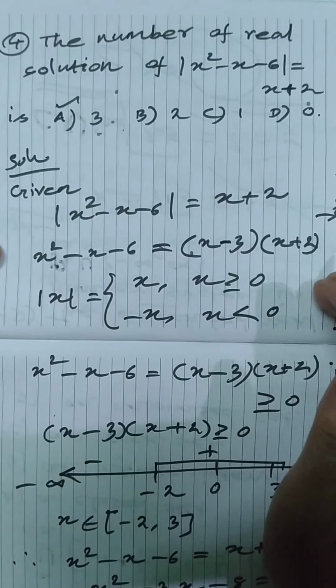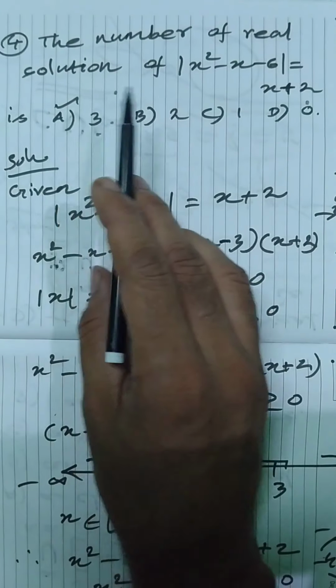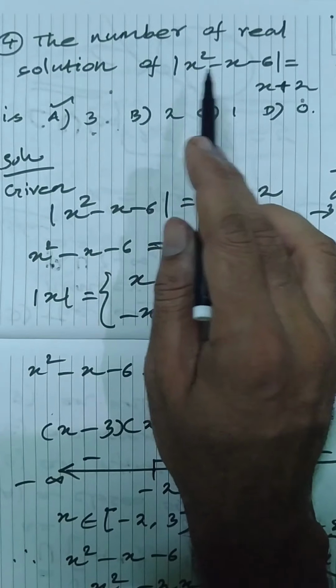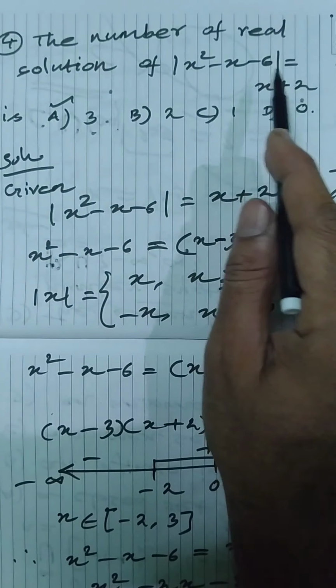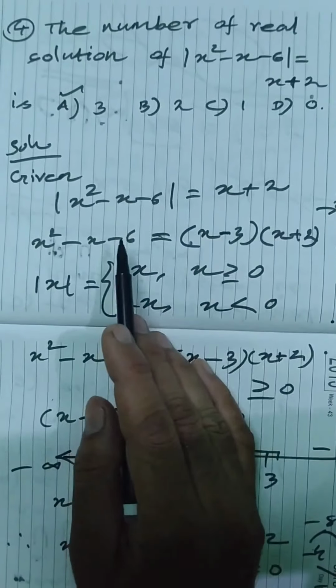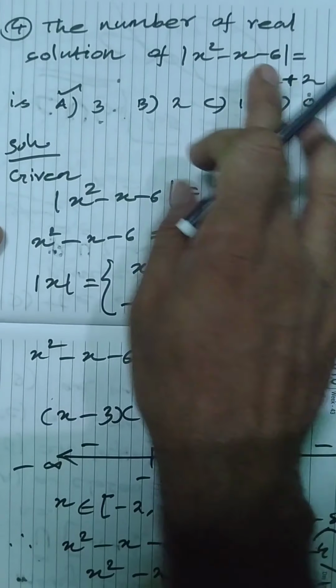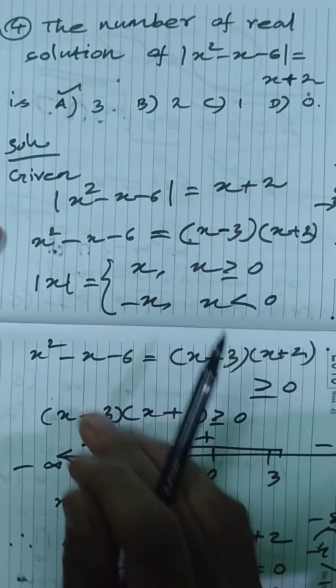The fourth one, very interesting question. That is the number of the real solutions of the modulus of x square minus x minus 6 which is equal to x plus 2. The four options are given. So என்ன கொடுத்திருக்காங்க, the modulus equal to this expression equal to x plus 2.